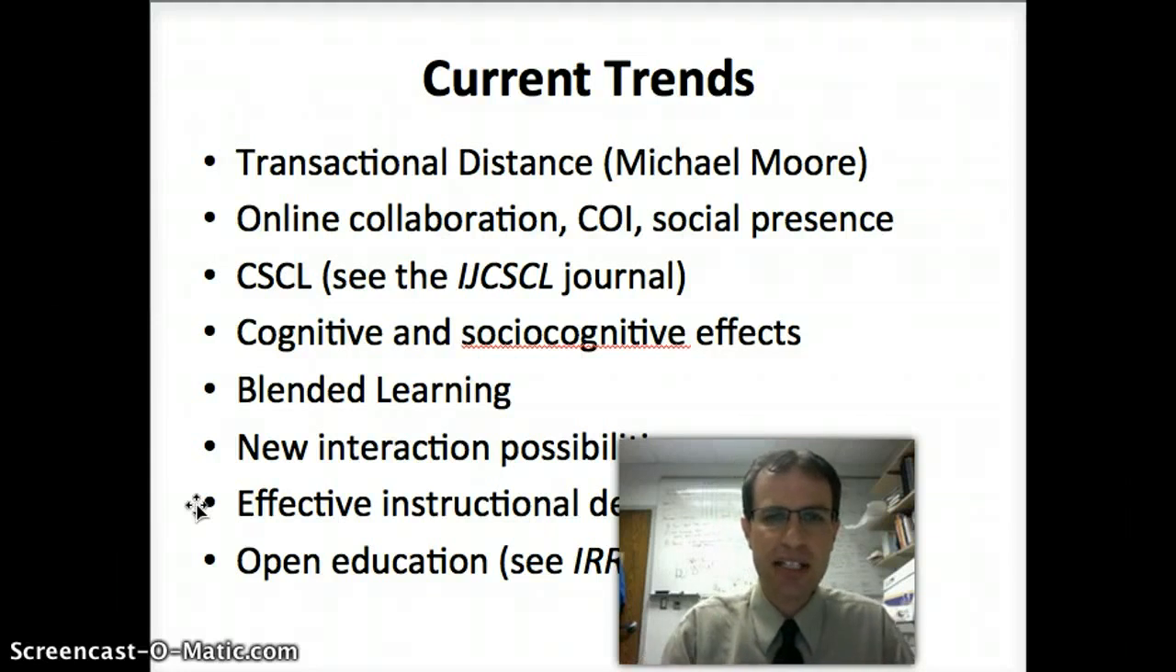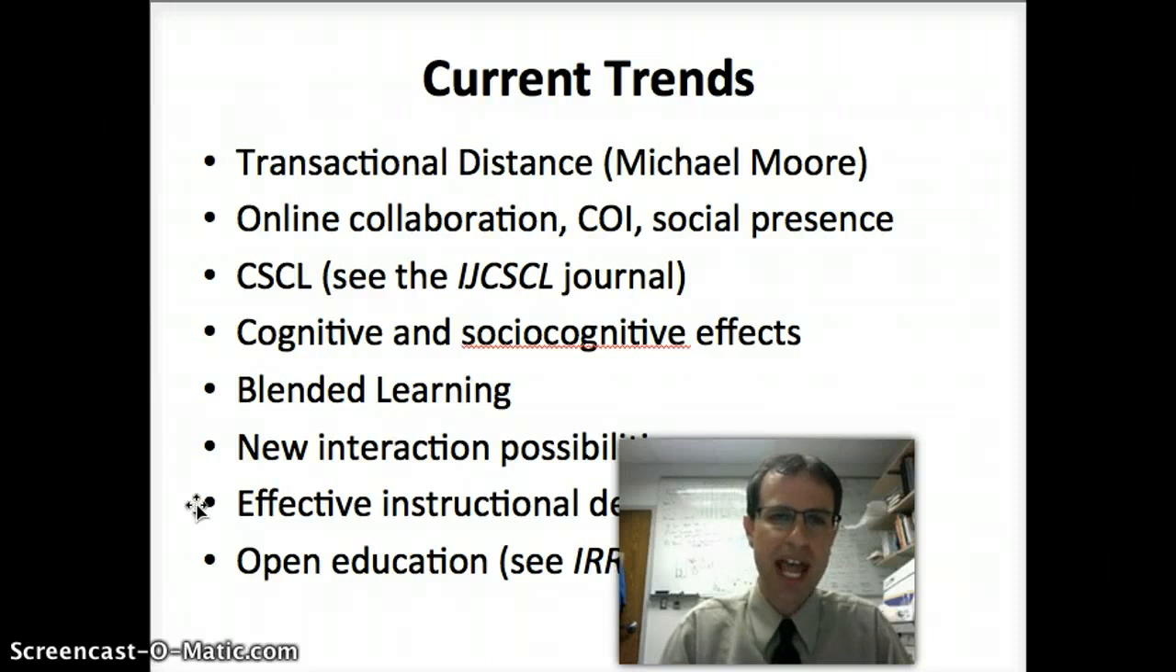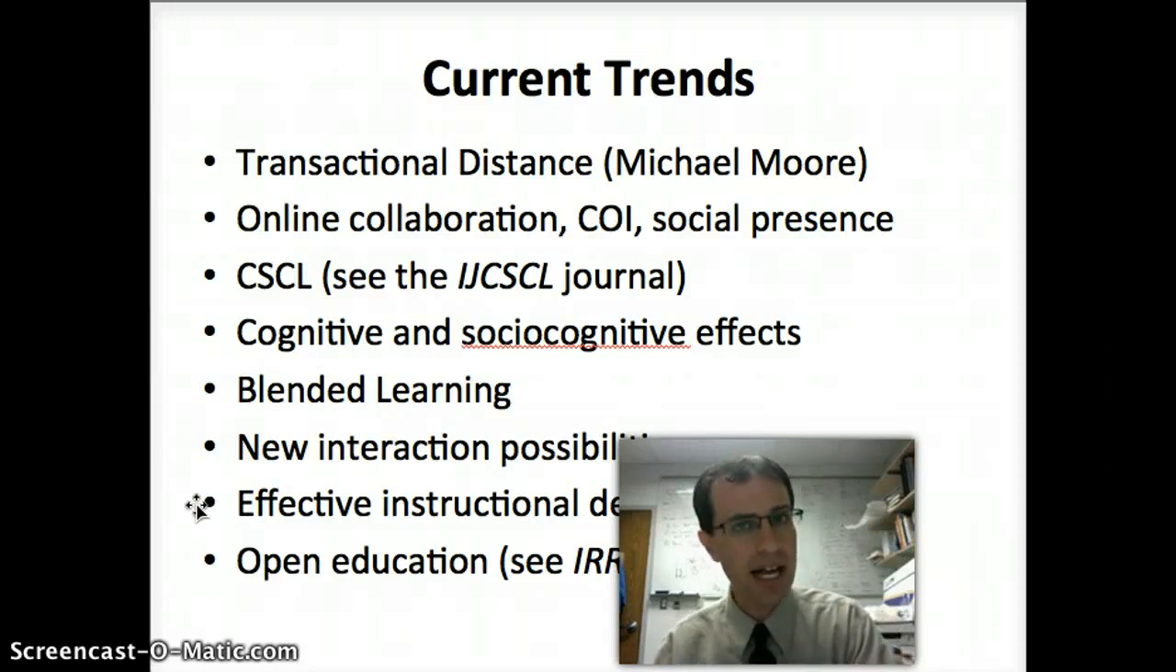We also see a lot dealing with online collaboration, communities of inquiry, and social presence, which came from a researcher named Garrison, and which is the idea that you need to form communities where students can present themselves online both cognitively as well as socially, and that creates a feeling of closeness like they would have in some kinds of face-to-face settings. CSCL, as I mentioned, is the idea that we need to understand what's happening cognitively and socio-cognitively online, and how that might be different than cognitive and socio-cognitive effects face-to-face.